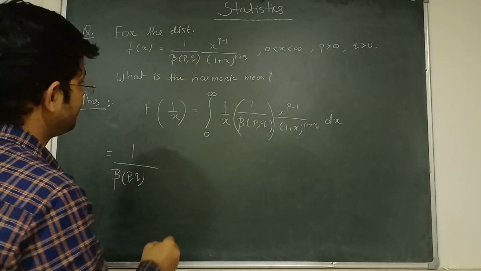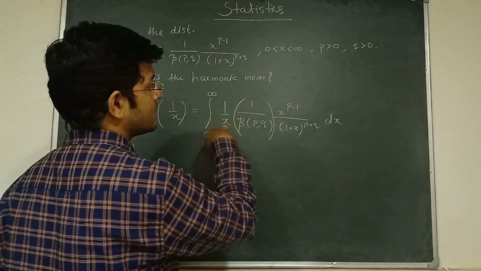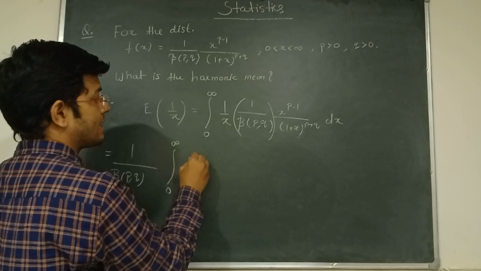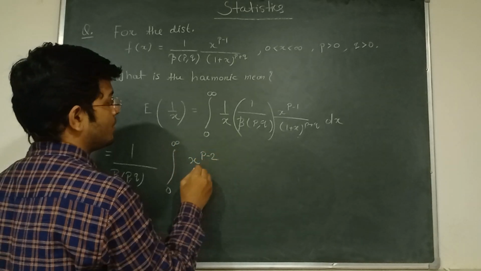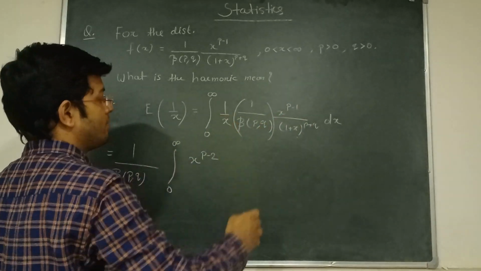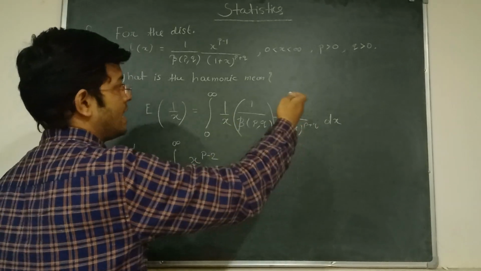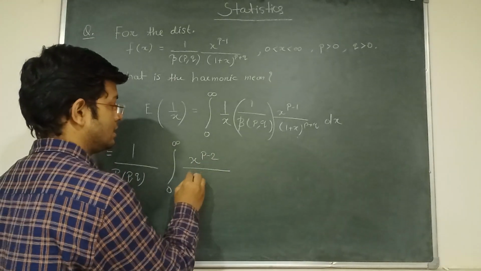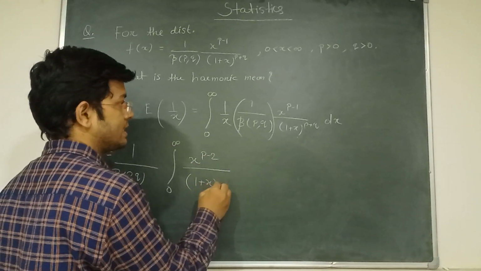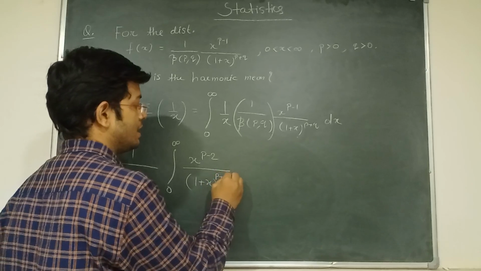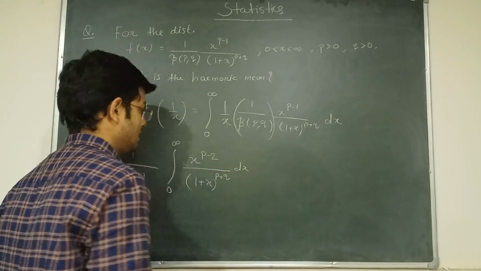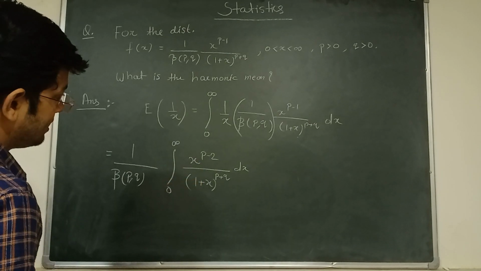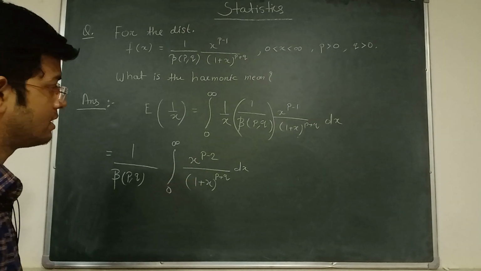Beta(p,q) and x. So we can write this as x^(p-2), because x^(p-1) is divided by x, so we add minus 1 and minus 1, so minus 2. Over (1+x)^(p+q) dx. Now, how can you write this in the form of the beta function?